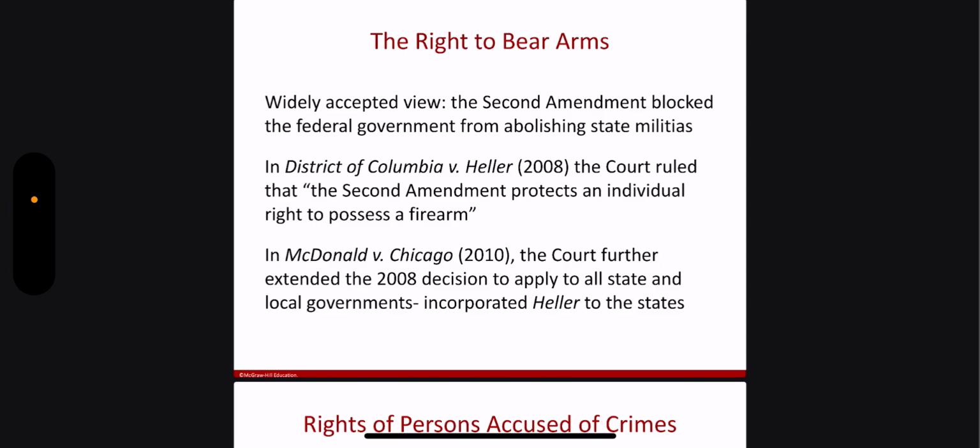Then we have McDonald versus Chicago, which effectively incorporates District of Columbia versus Heller to the states. It says, listen, Heller should also expand to the states as well. That if you are in a state, you are protected and you have the right to possess a firearm under the Second Amendment.